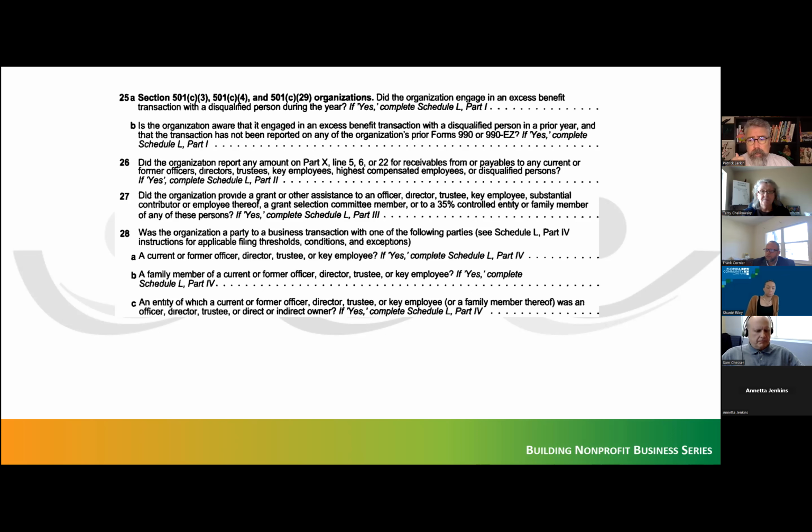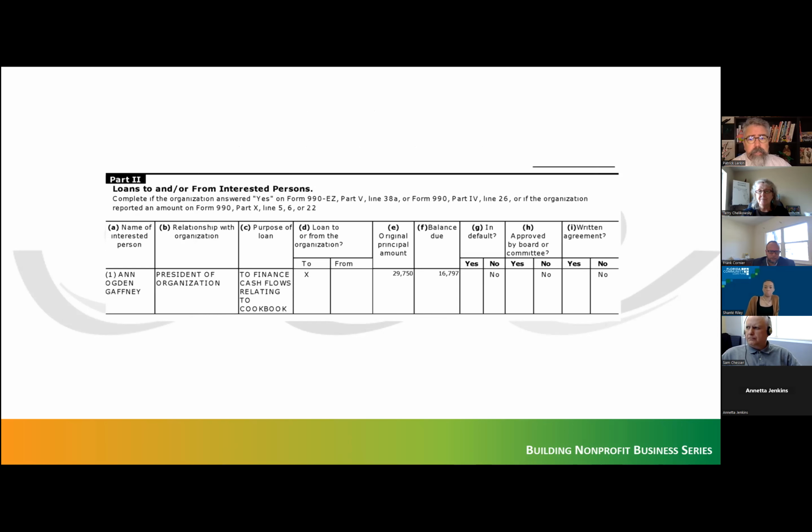Issues around family members, who's related, and things like that are all part of Schedule L. But here's how to deal with it, because there's no issue necessarily with actually having those things, but you better have a darn good reason, and always document what you're doing.